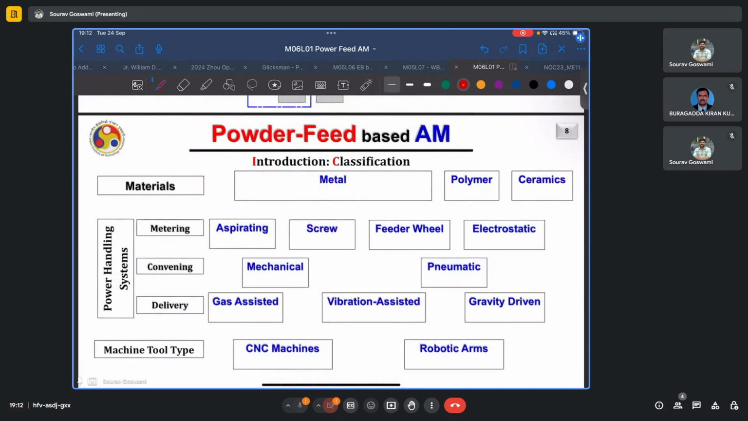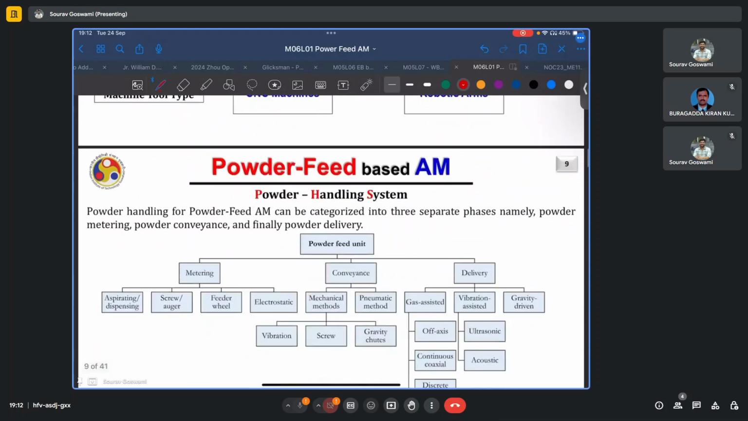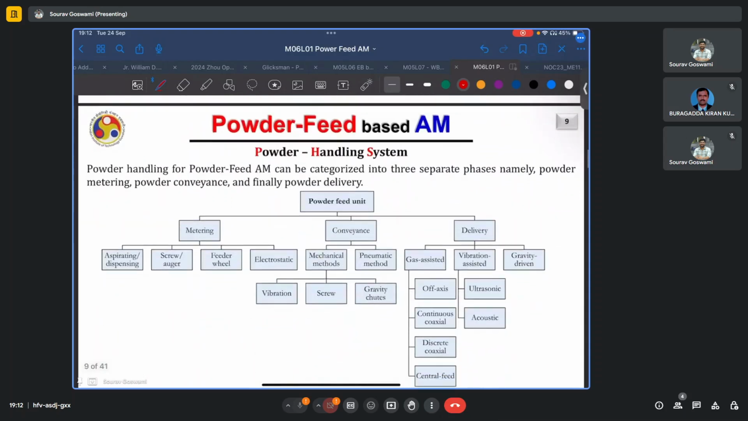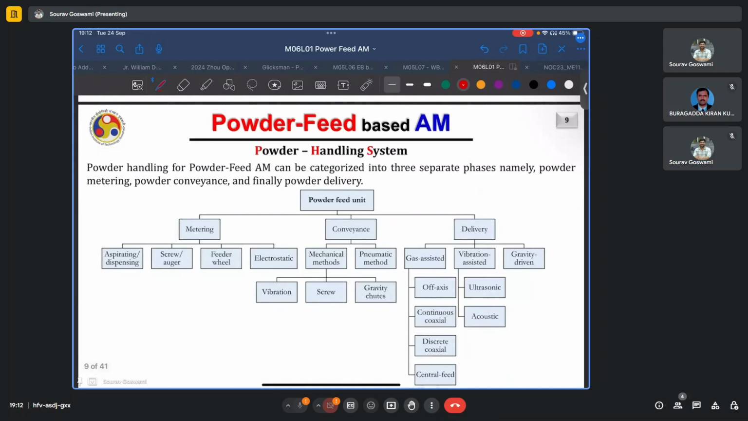The powder materials may be metal, polymer, or ceramics. The powder handling system typically consists of a metering section, a conveying unit, and a delivery unit. And the machine tool type, as we discussed, can either be a CNC machine, a pre-existing CNC machine to which the head is retrofitted, or it can be a robotic arm. The types of metering, conveyance, and delivery units are listed here.